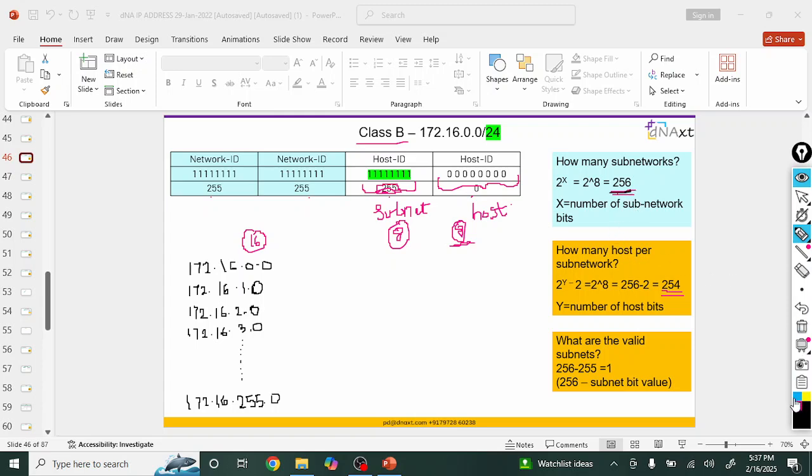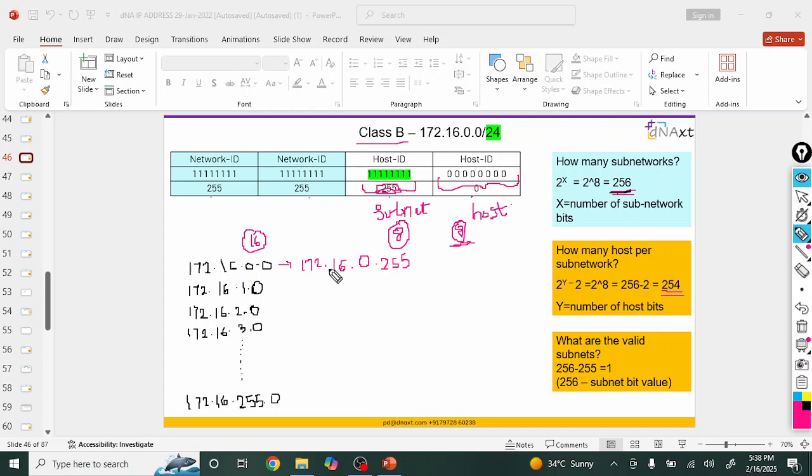Now let's write down their broadcast IDs. First case: 172.16 dot, third octet, keep it empty for some time. The last octet is of host, so here in the last octet in the broadcast ID the value will come as 255, and in the third octet you write the number which is previous to it. So obviously it is 0. 1's previous number is 0.